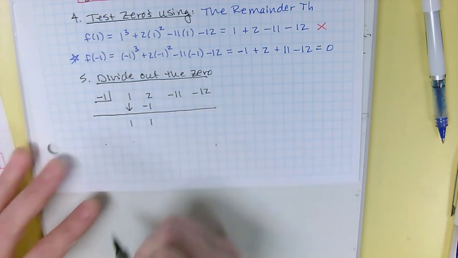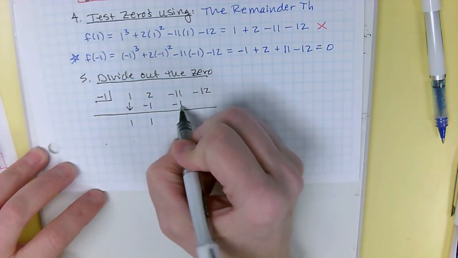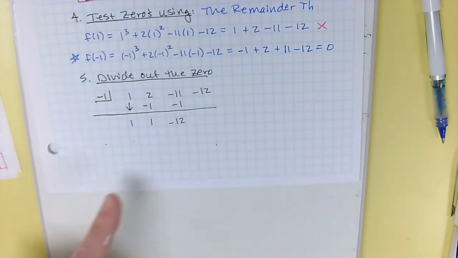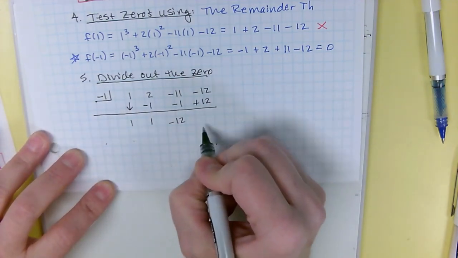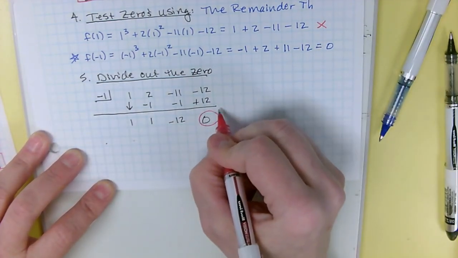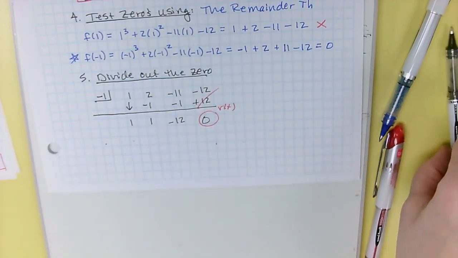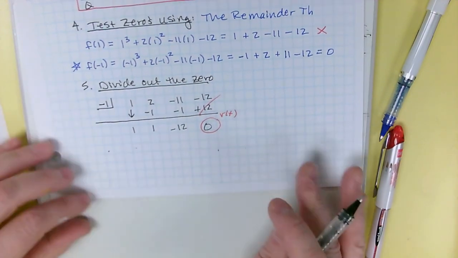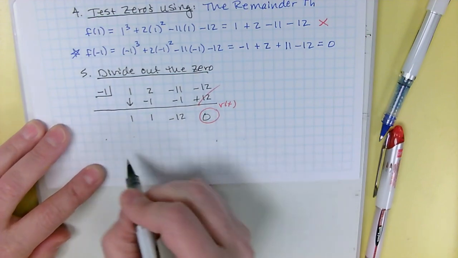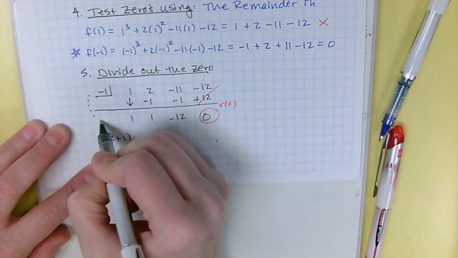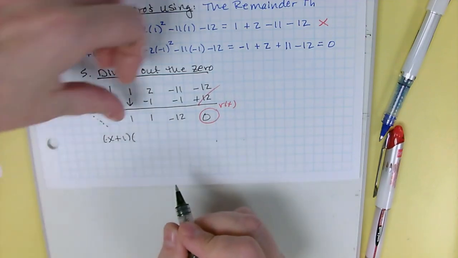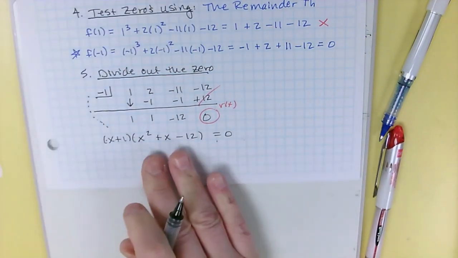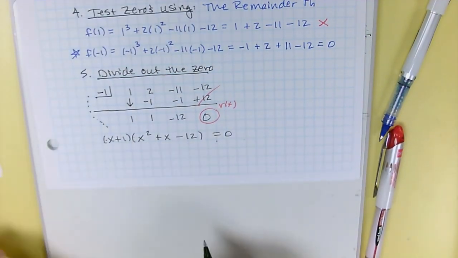2 minus 1 is 1. Do it again. 1 times -1 is -1. Put it under the -11. Add them up. You get -12. Do it again. -12 times -1 is +12. And yes, we get our remainder of 0. So at this point, you should factor it and see if you can finish it on your own without having to find another rational 0. So I have an x plus 1 factor. I got that from the -1. And then from my synthetic, I've got x squared plus x minus 12 as what's left, which is actually factorable.